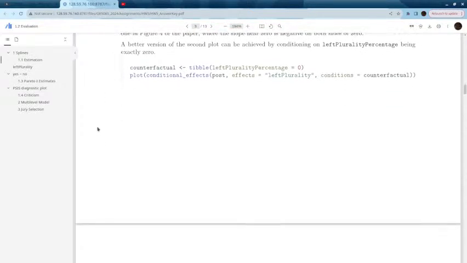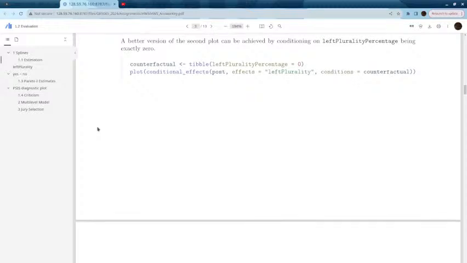You can also do a better version of the second plot if you just make a tibble with left plurality percentage exactly 0 and then plot specifically the effect of left plurality given that the left plurality percentage is 0, so they tie. So that looks like this, which pretty much looks the same as that. But this one is slightly more correct.